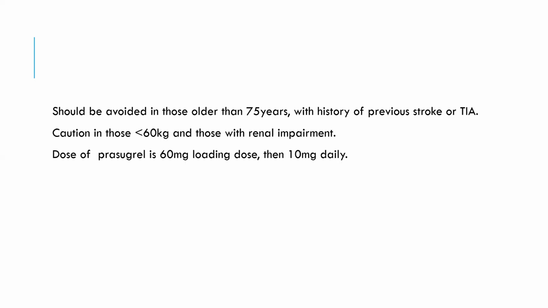And in those studies, there is a set of patients who actually have more toxicity or more adverse events with the use of prasugrel. Those patients include patients older than 75 years, patients with a previous history of stroke or TIA, those who weigh less than 60 kilograms, and those with renal impairment. For all these patients, there is a contraindication to the use of prasugrel. The dosage is a 60 milligram loading dose, then 10 milligrams daily.